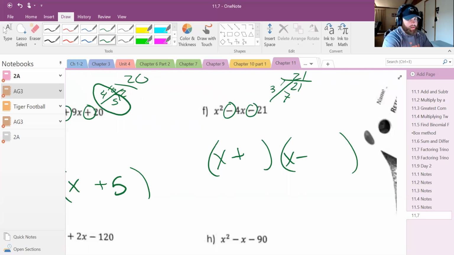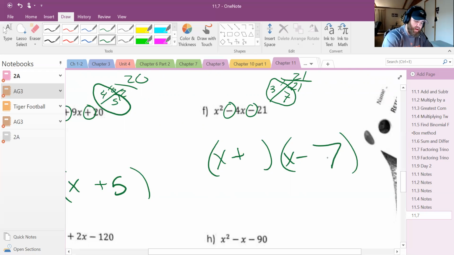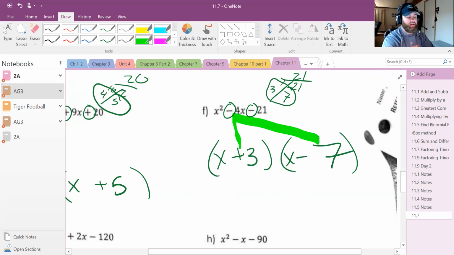Okay, now, remember what I said. Can 1 and 21 give me the negative 4? No, it's got to be 3 and 7. But remember what I just said on the last problem, or 2 problems ago. If the middle term is negative, your greater factor has to be negative. In this case, it's 7. Because watch, 3 minus 7 is going to give me negative 4.